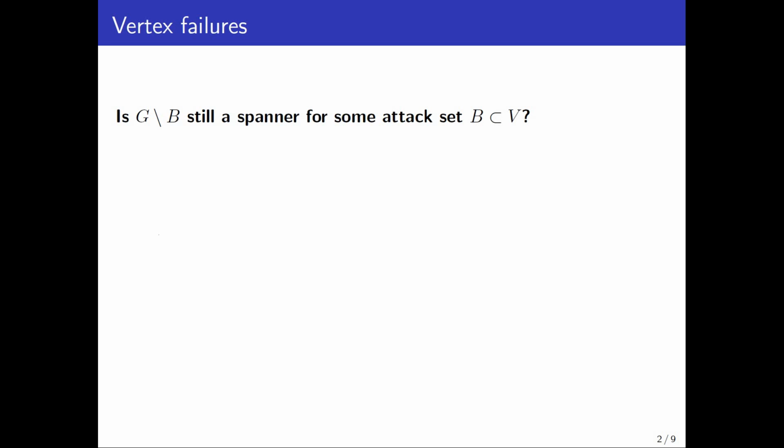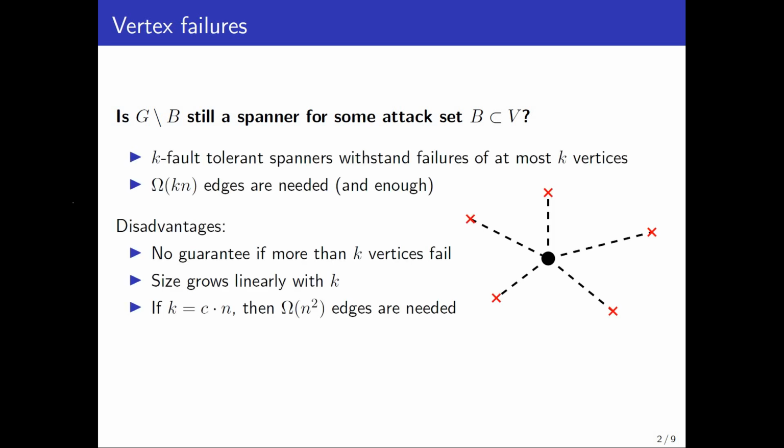A natural and interesting question about spanners is whether they can survive failures of their vertices. The notion of fault tolerance captures this. It has a parameter k, and the k-fault tolerance spanner has the property that it can withstand failures of at most k vertices. This means that if we delete some vertices from the graph, but no more than k, then the residual graph is still a t-spanner.